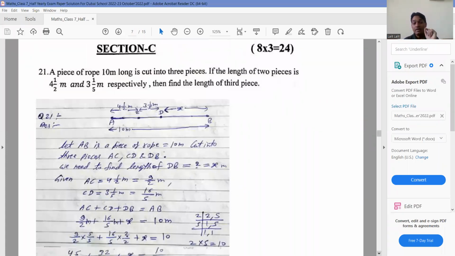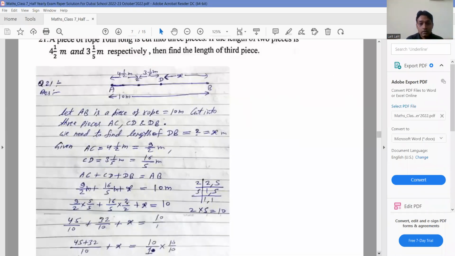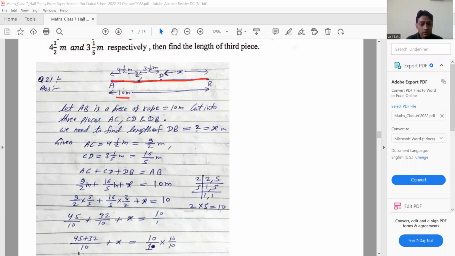So I have explained this with the help of a diagram. I've just mentioned that there is a rope of 10 meter distance. So there is a rope AB from A to B. The distance of rope is 10 meter. Now I have cut this rope in 3 pieces. So one is A to C, second piece is C to D, and third piece is D to B.